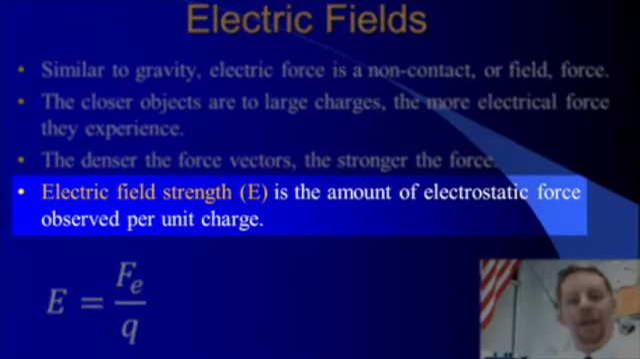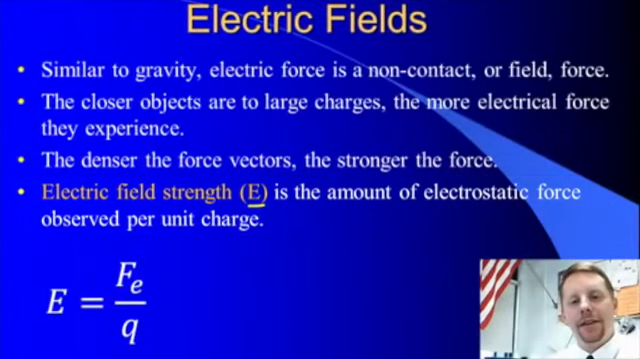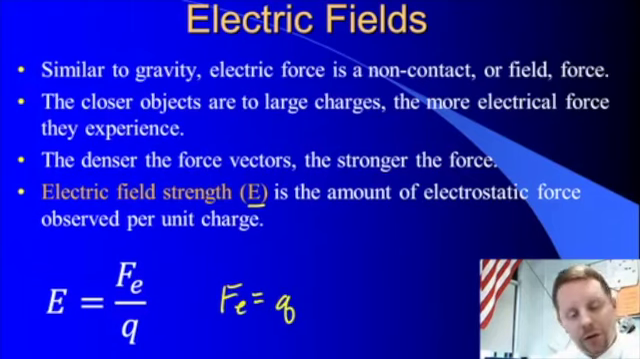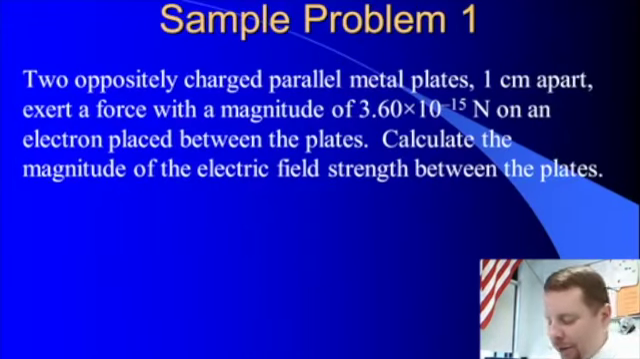Now we'll measure this with electric field strength, capital E, which is the amount of electrostatic force you would have for any given charge you placed in that field. And typically we'll talk about a positive point charge. Now, the formula for the electric field strength, E, is the electric force divided by the charge that is felt. Or you'll also sometimes see this written as the electric force is equal to the charge times the electric field strength. The electric field strength is in the same direction as the force. So, they are vectors. Let's take a look at a sample problem using this.